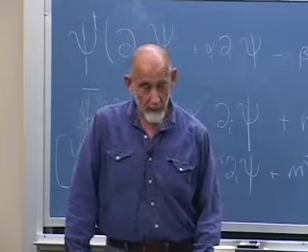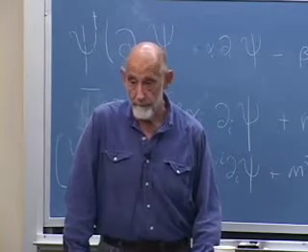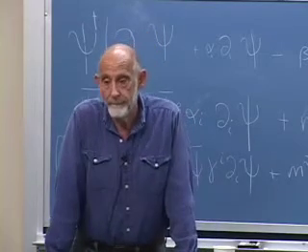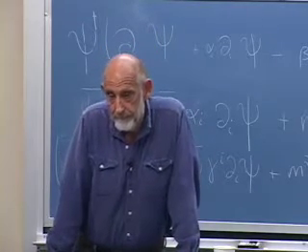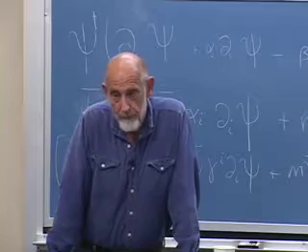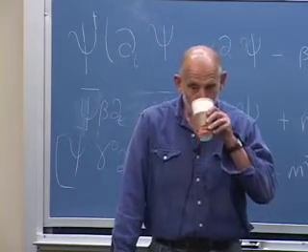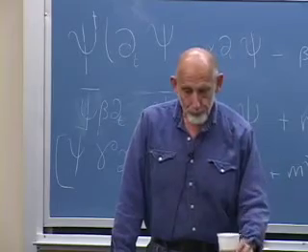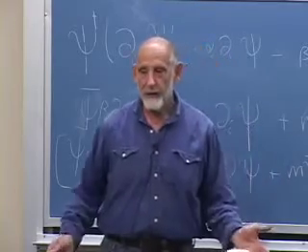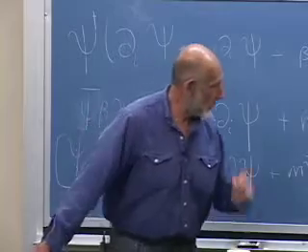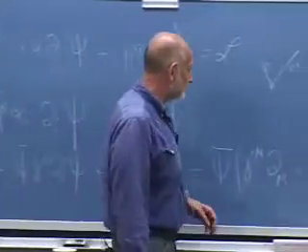How would you actually predict the decay time? I don't mean going through all the nitty-gritty details, but sort of how would you set it up to actually make that prediction? Well, you calculate a Feynman diagram.